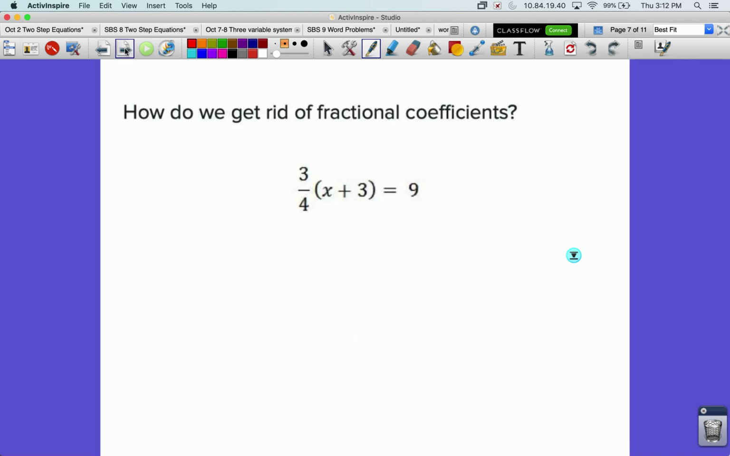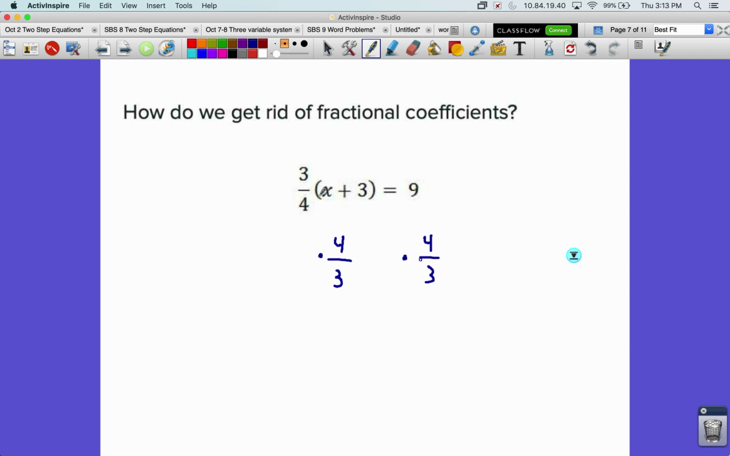All right, let's try another one. Copy it down. How do we get rid of fractional coefficients? So we have 3/4 times the quantity x plus 3 equals 9. So sometimes we distribute in coefficients when you've got parentheses like this, but I don't want to have to deal with these fractions for much longer, so what I'm going to do is get rid of this fraction a different way. I'm going to multiply it by something called the reciprocal.